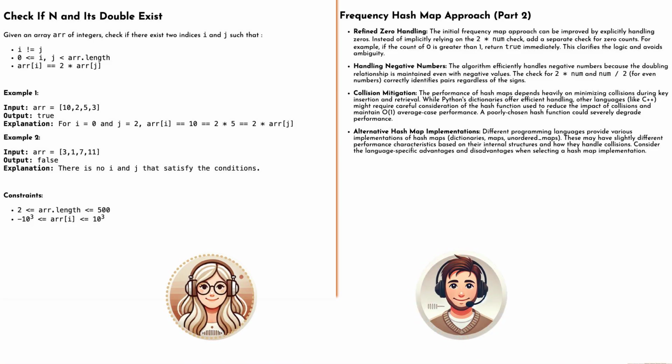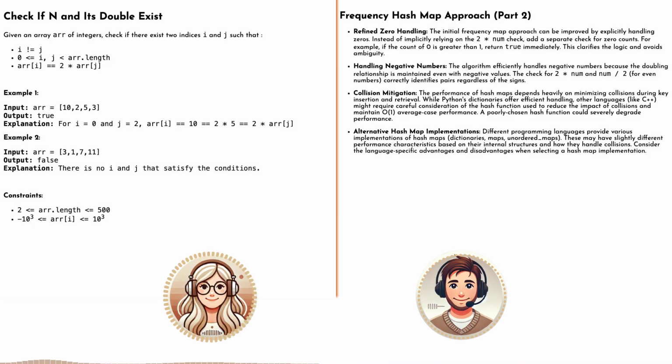Okay, so just to recap, why do we need the frequency hash map when we have negative numbers? Why can't we just use the set approach? Right. Well, with sets, we're only looking at unique values. But with doubles, the sign of the number matters. 2 and -2 are distinct values in a set, but one is the double of the other. The set wouldn't be able to recognize that connection. Got it. So we need something that can handle those negative numbers without getting confused. Yeah. That's where the frequency hash map comes in, right?